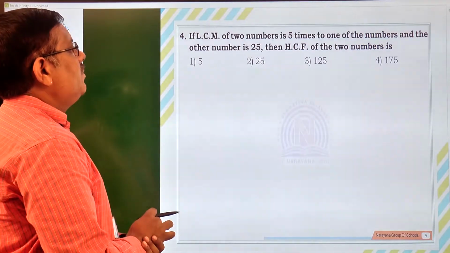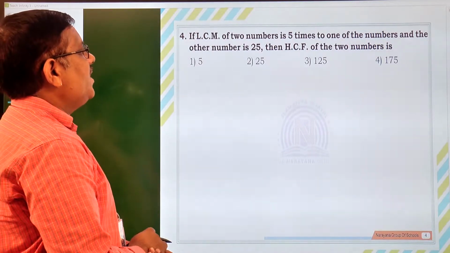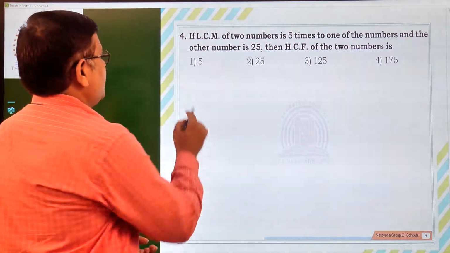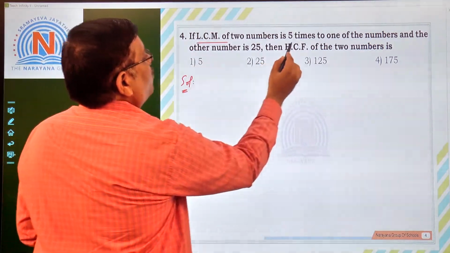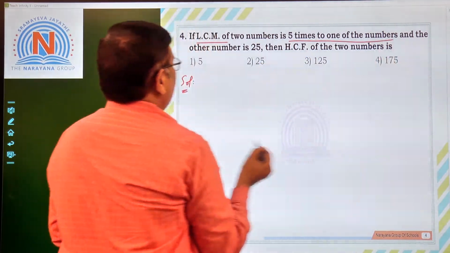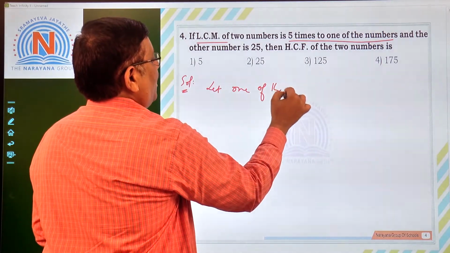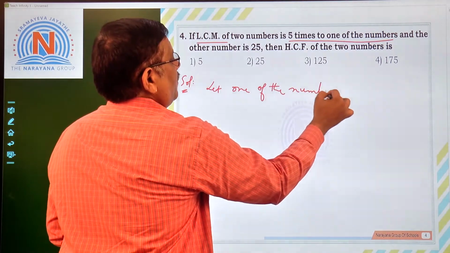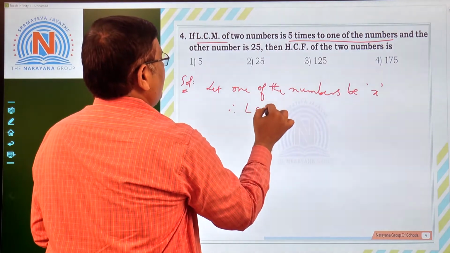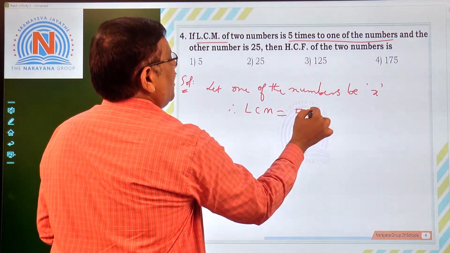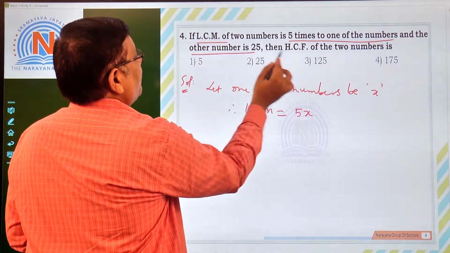If the LCM of two numbers is 5 times one of the numbers and the other number is 25, then what is the HCF of the two numbers? Solution, let us start like this. LCM of two numbers is 5 times one of the numbers. Let one of the numbers be x. Therefore, LCM is equal to 5 times one of the numbers, that is 5x. Next, the other number he is saying as 25, then what is HCF?